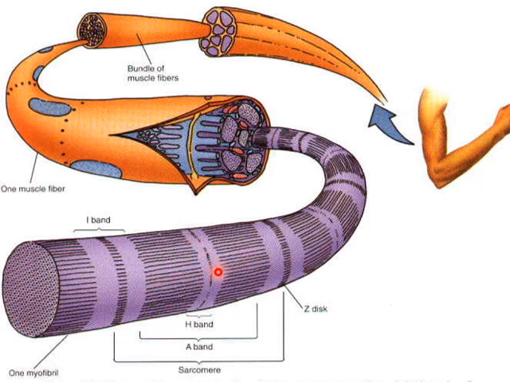And bisecting the dark band is the H zone, which is formed only of myosin, then the M line. Here is the I band. It is light as it's formed only of actin, and there is the Z line bisecting the I band. The distance between two Z lines is called the sarcomere. It is the functional unit for contraction.